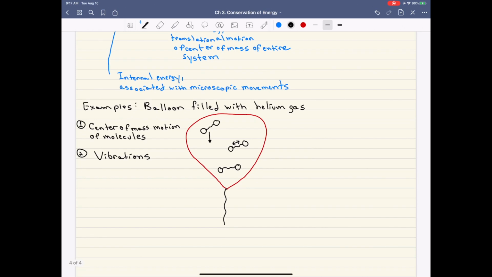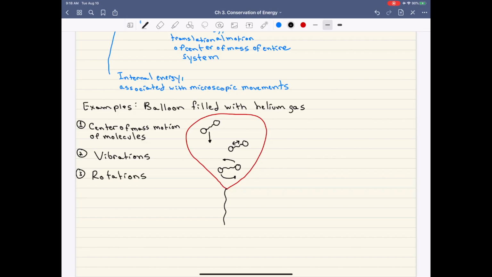The other thing we can consider is, because helium is this diatomic molecule, the molecule itself could actually just be spinning around or rotating around some sort of axis. So it could be spinning through space. And so when we talk about microscopic movements, we also need to consider the rotation of the molecule.